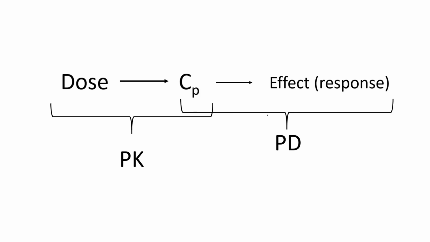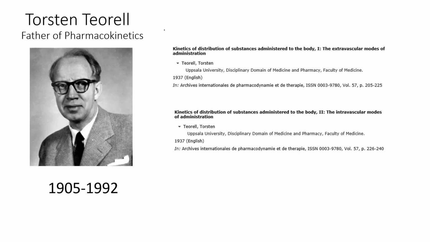So these do overlap, and there is a field that looks at both of these, and it's called PK/PD modeling, or pharmacokinetic pharmacodynamic modeling, and we'll talk about that in future videos. Now, pharmacokinetics is actually a very young field. It's less than 100 years old. It was really started in 1937 by this man, I hope I don't butcher his name, Thorsten Thorell, and he's considered the father of pharmacokinetics. And he wrote these two papers in 1937 that really started the field.